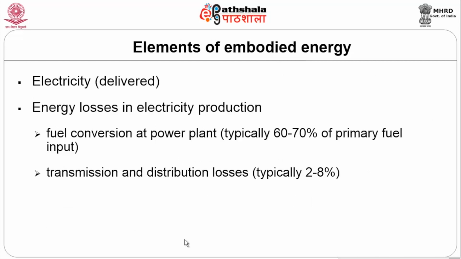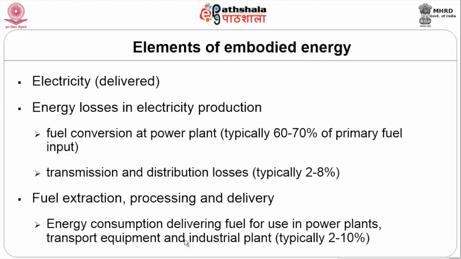The electricity which is delivered to the site and the losses in terms of the production, like fuel conversion at the power plant, nearly 60 to 70% of the primary fuel can only be utilized, the other 40% to 30% goes as waste. And transmission and distribution losses, as they call them in electrical emissions, come under a value of about 2 to 8% generally in terms of production. Fuel extraction processes and the delivery of these materials can be consumed in use in power plants, transport, equipment and industrial plants.